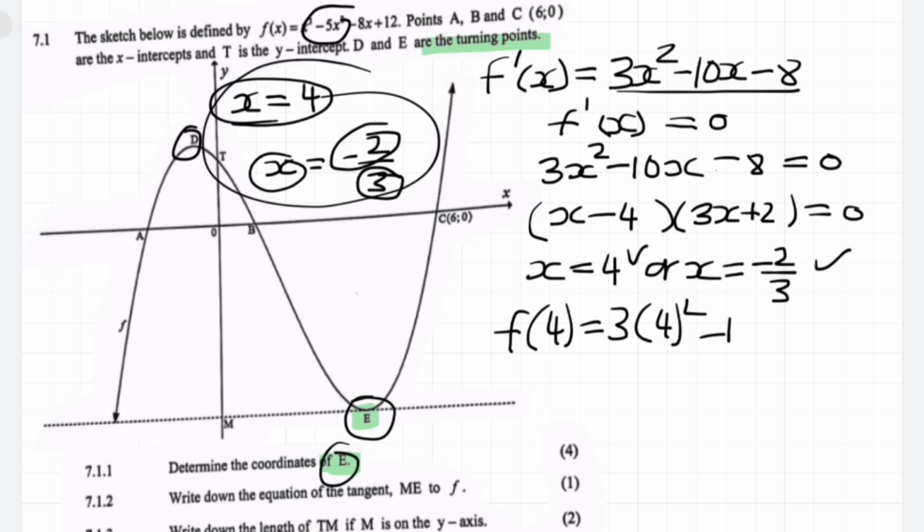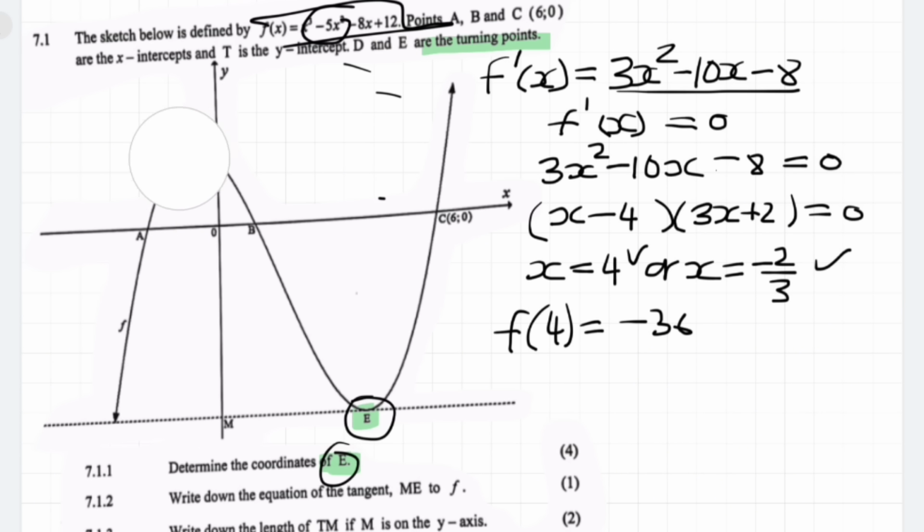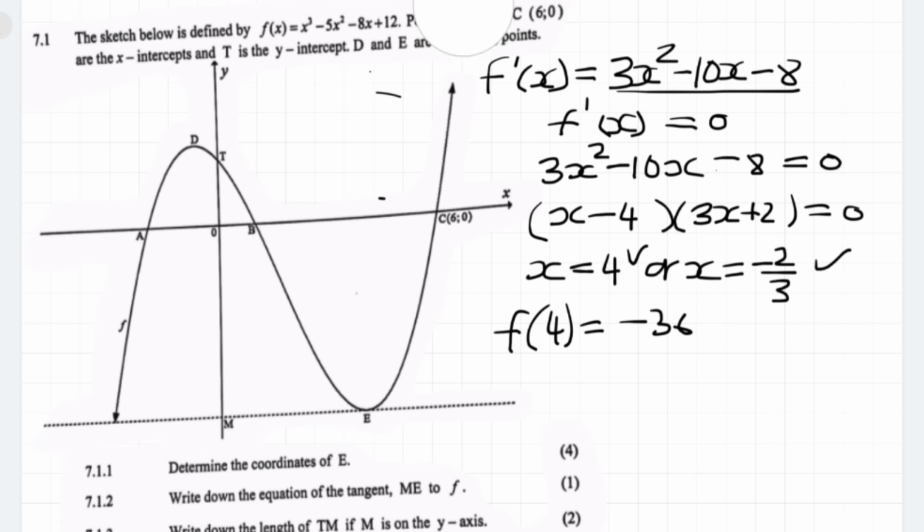We'll put 4 squared minus... look what I'm doing. I'm going to substitute it into the original equation. Since I already substituted it here, if you substitute, you're going to get negative 36. So E, let me erase this, and this one over there. E is going to be equal to (4, negative 36), just like that.